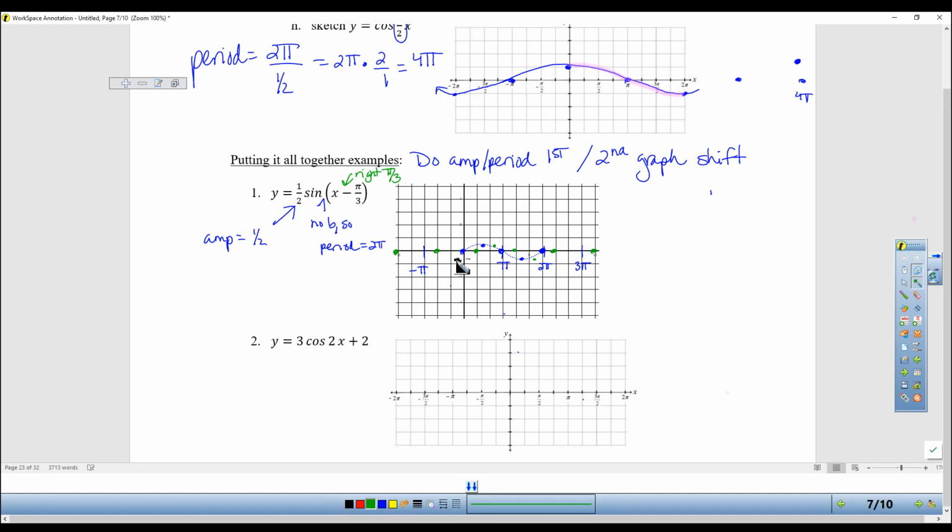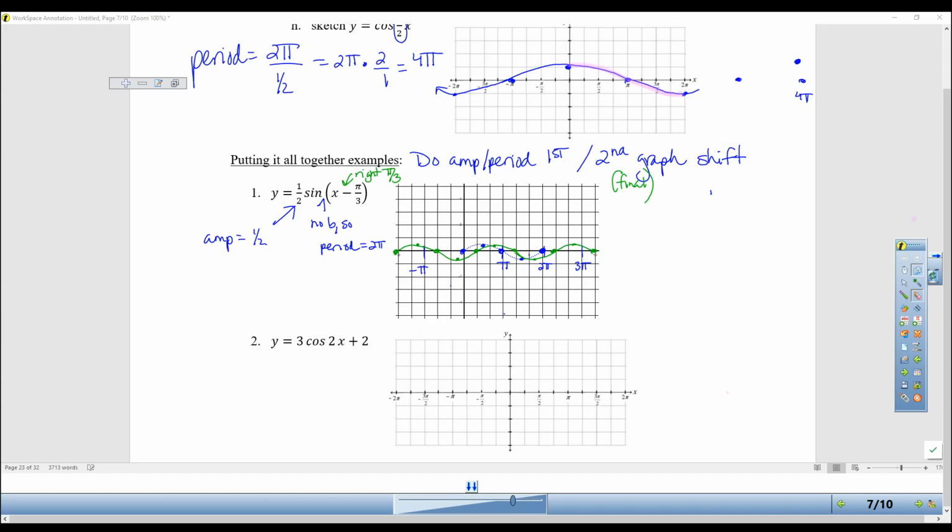And then one and a half, one and a half. It's going to come back up. So one and a half. Plotting all those points, at least for me, is what helps me make a nice, accurate graph. Okay. So notice I did the amplitude and the period first, and then my second and final graph, I did my shift.